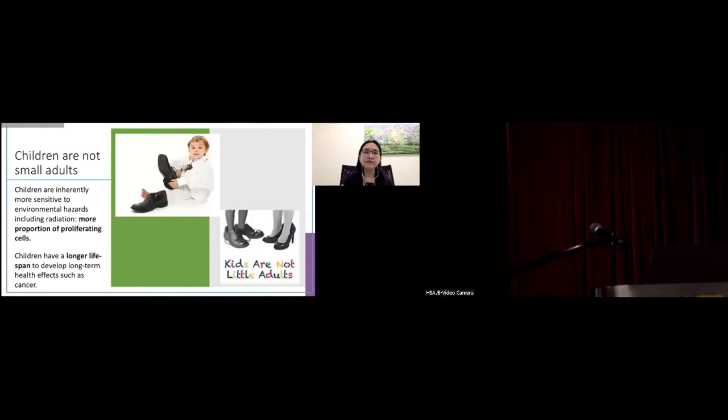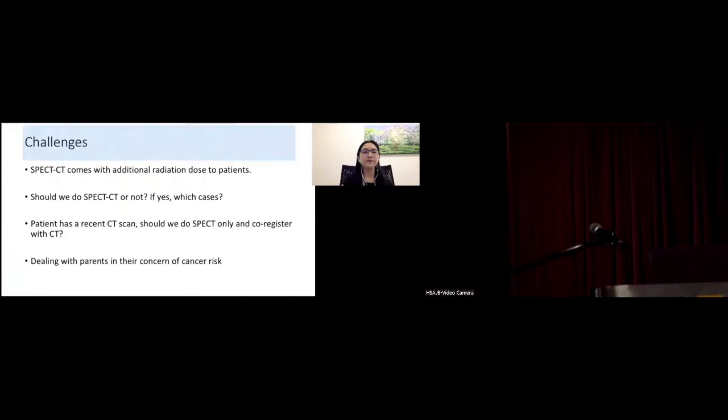Children are inherently more sensitive to environmental hazards, including radiation. They have a greater proportion of proliferating cells, and they have a longer lifespan to develop long-term health effects. So SPECT-CT comes with additional radiation dose to patients. Should we do SPECT-CT or not? If yes, which cases? If the patient has a recent CT scan, should we do SPECT only and co-register with CT? And at times we have to deal with parents' concern of cancer risk.